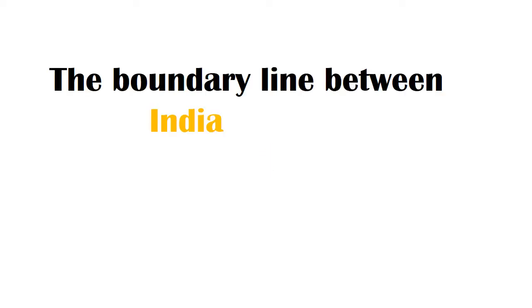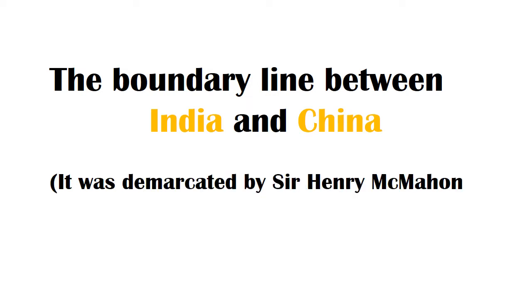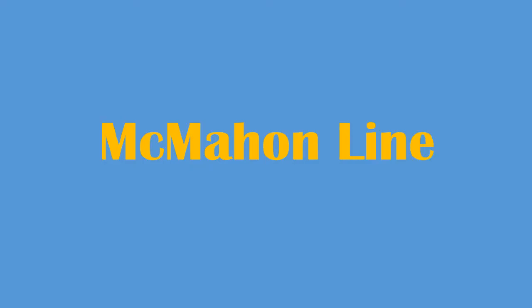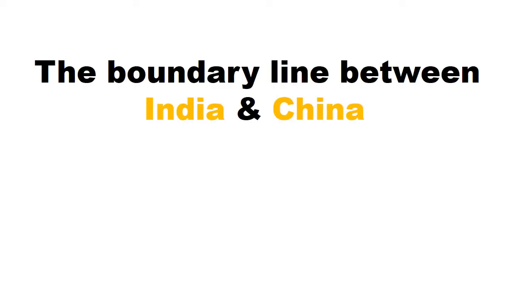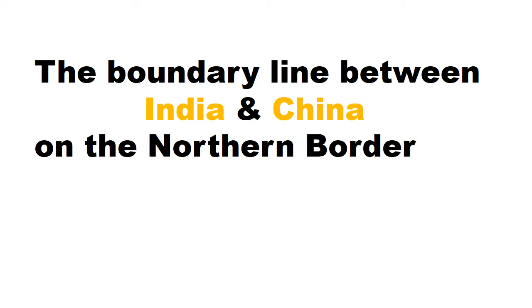The boundary line between India and China. It was demarcated by Sir Henry McMahon, is McMahon Line. The boundary line between India and China on the northern border is line of actual control.